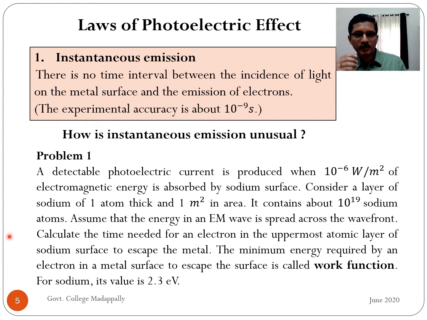So from a metal surface, the minimum amount of energy required by an electron to escape the surface will be significantly less compared to ionization energy of a single metal atom. This energy is called work function. This is for a lattice, that means this is for a surface. The minimum energy required by an electron in a metal surface to escape the surface is called work function. And for sodium, its value is 2.3 electron volt.